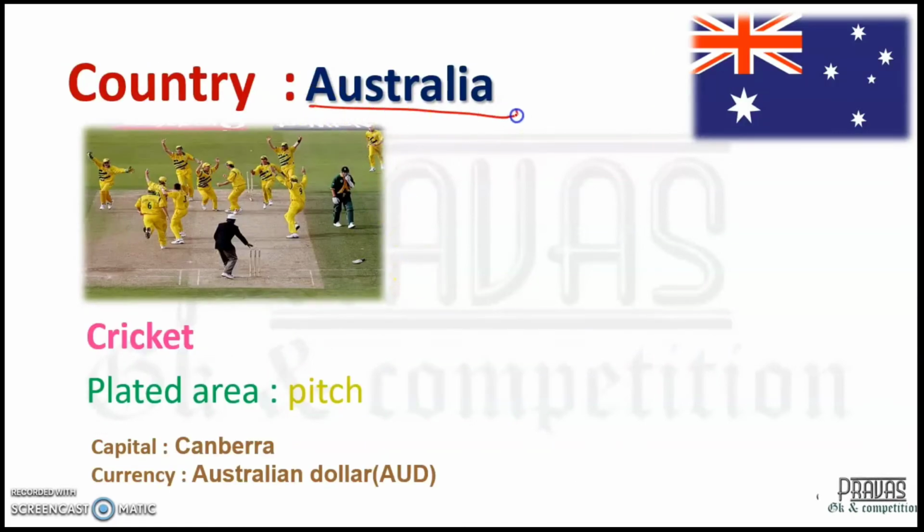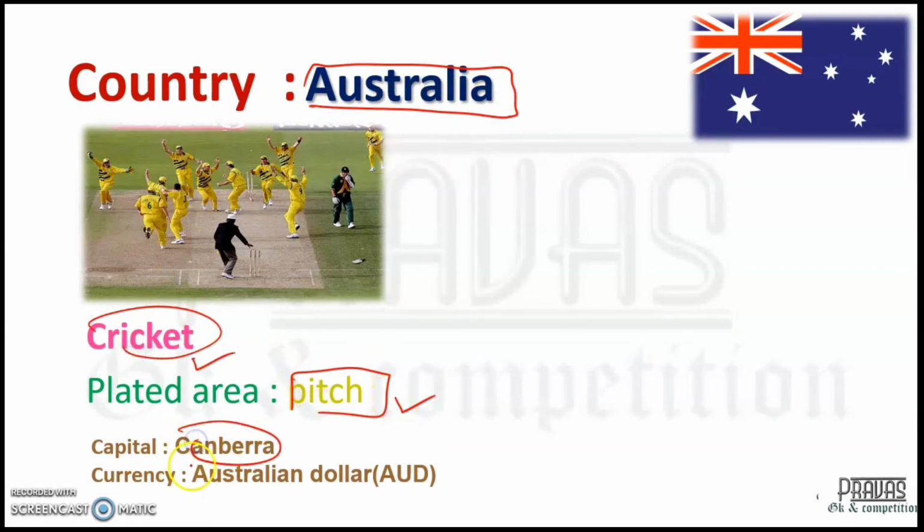Our next country is Australia. Australia's national game is cricket. Playing area is pitch, capital is Canberra, and currency is Australian dollar. So you have to remember that cricket is the national game of Australia.